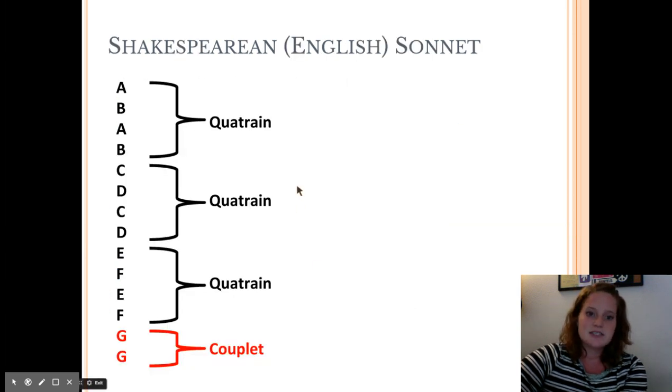Contrastingly, in a Shakespearean sonnet, there are 3 quatrains and a final couplet. This is often called the heroic couplet at the end. These quatrains, again, are stanzas made up of 4 lines. They also follow a highly structured rhyme scheme, even though it's a little bit different. The rhyme scheme in a Shakespearean sonnet is A, B, A, B, C, D, C, D, E, F, E, F, and the final couplet rhymes right next to each other with a G, G, totally different rhyming section.